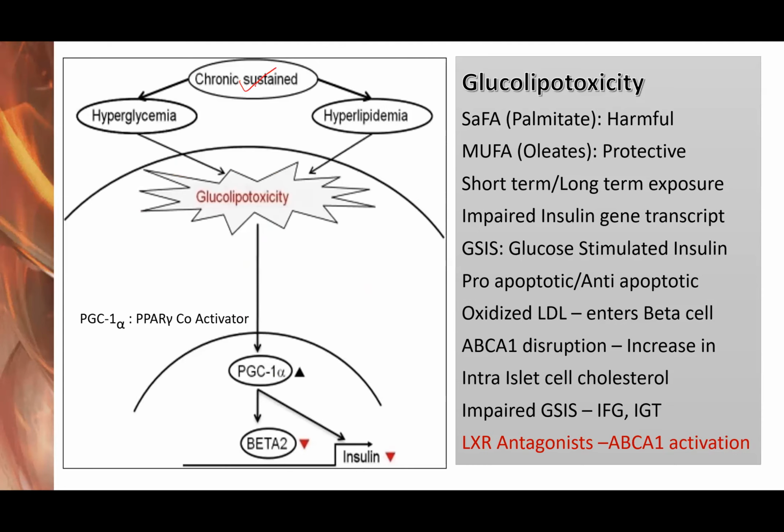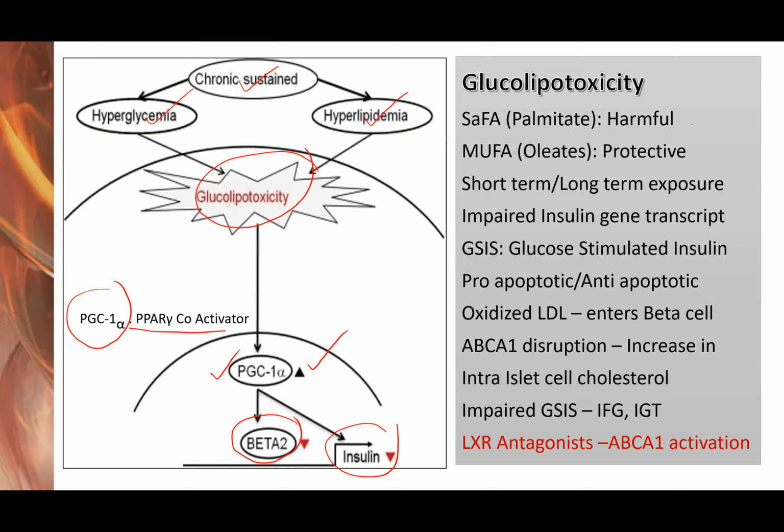Once there is sustained hyperglycemia and hyperlipidemia, that is glucolipotoxicity, PGC1 alpha, the PPAR gamma coactivator, is increased. That impairs beta cell function and decreases insulin secretion. Together, they are increasing PGC1 alpha, which is an inhibitor of the beta cell and beta cell function, and then the insulin is decreased.